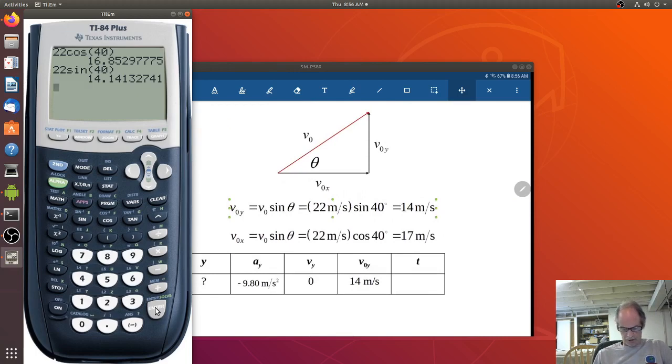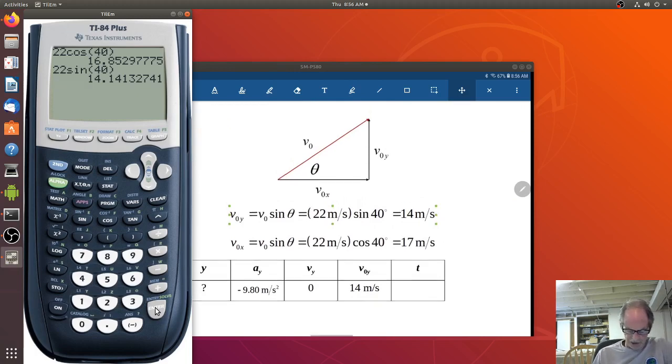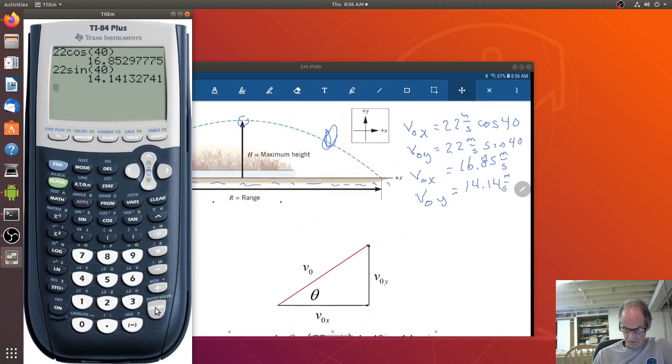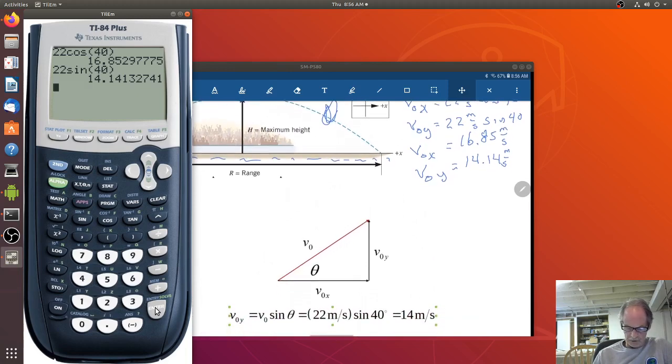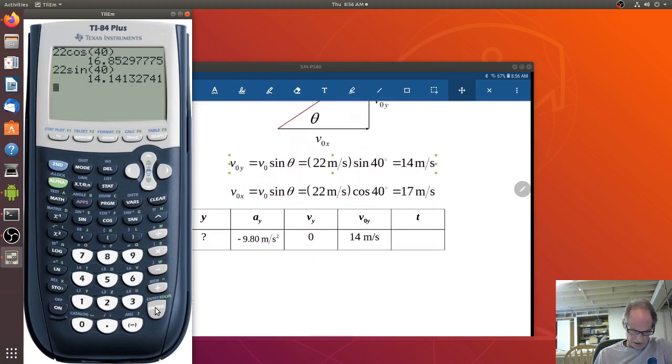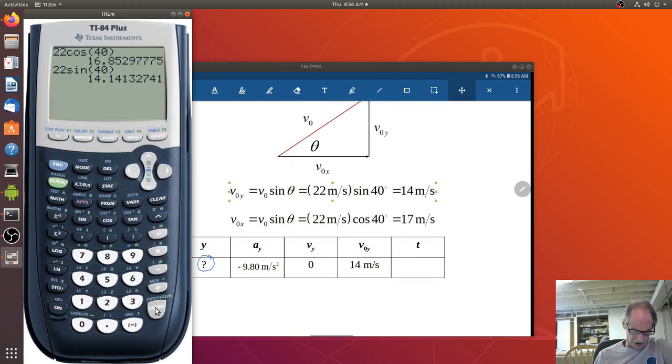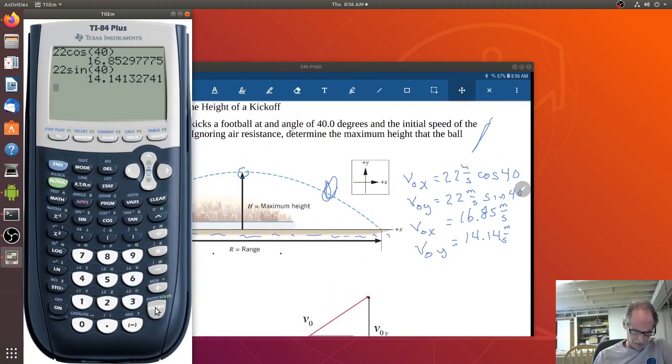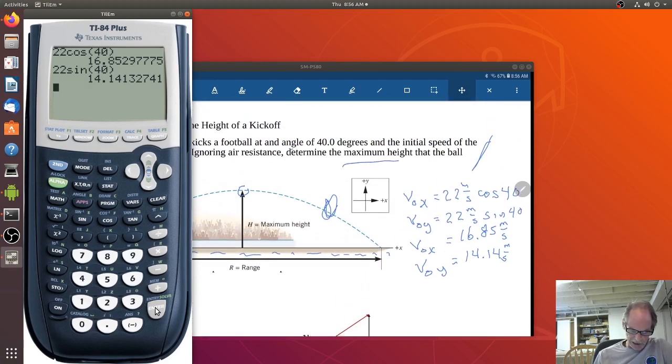Okay, here. They're using 14 and 17. Okay, I'll buy that. So, y, so they're talking about the y direction here. Why are they talking about the y direction? Determine the maximum height that the ball attains. Okay.